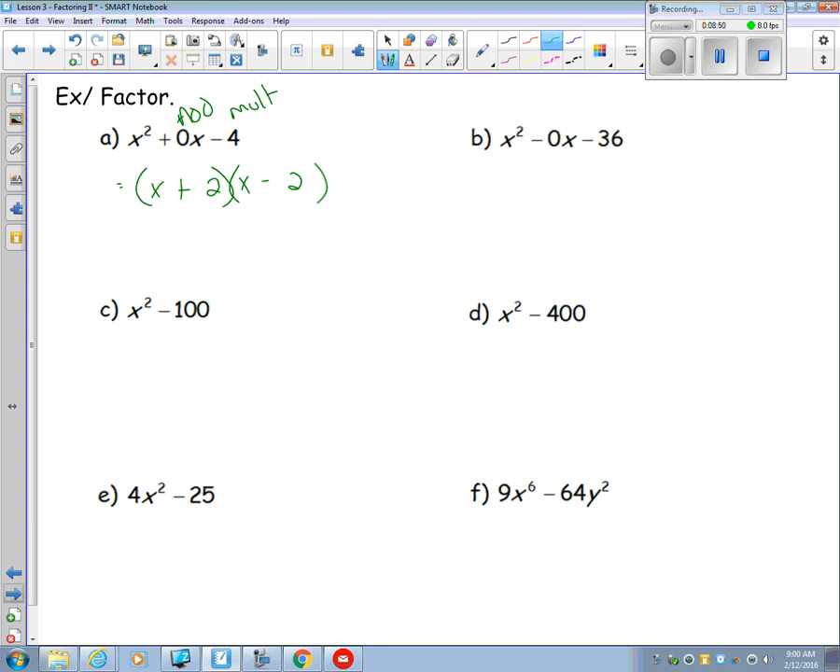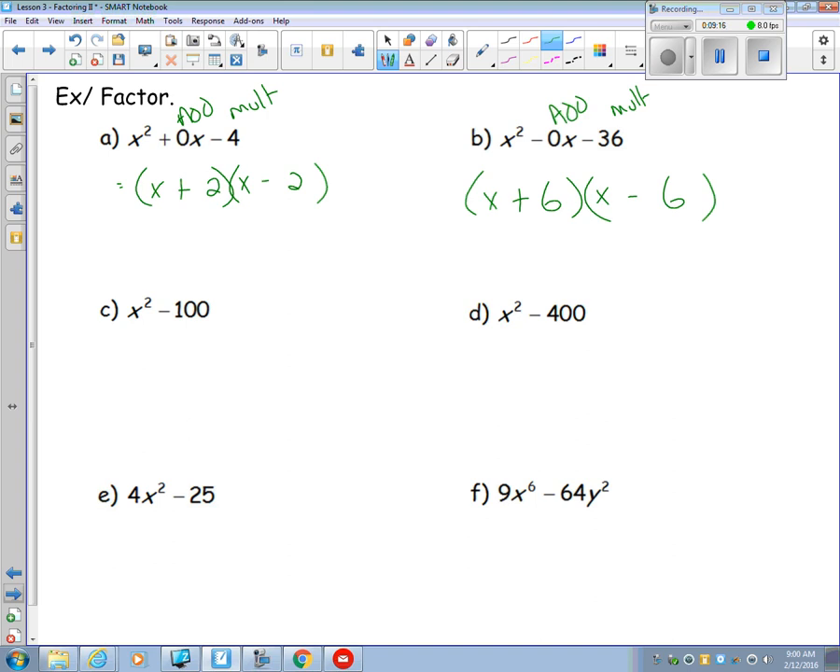Let's take a look at the next one. What adds to 0 again and multiplies to negative 36? Well, I need an x and an x. Things that multiply to 36 that come out to 0 need to be the same signs. In other words, if I square root 36, 6 and 6, and make one of them a plus and one of them a minus, that would add to 0 and multiply to 36, negative 36 specifically.